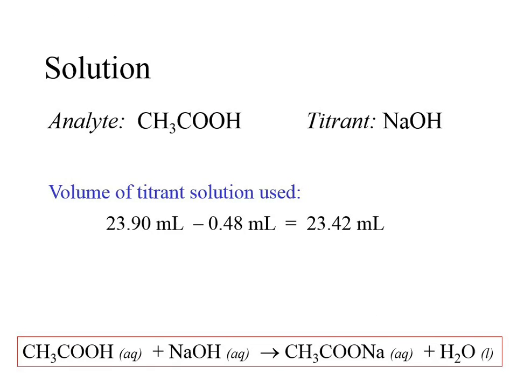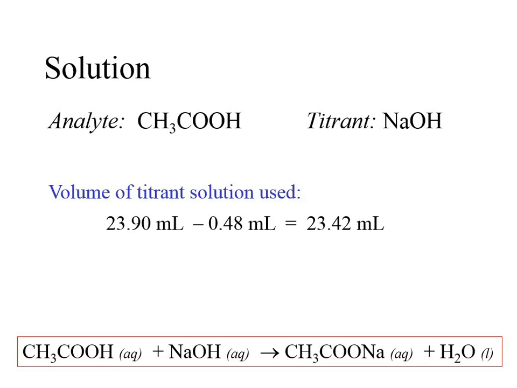So the volume of NaOH dispensed, like I said, we're going to get by difference. So 23.90 minus 0.48 is equal to 23.42 milliliters. Remember, we don't do a lot of subtraction in, almost said astronomy, we don't do a lot of subtraction in chemistry, but when we do, we have to round according to decimals.